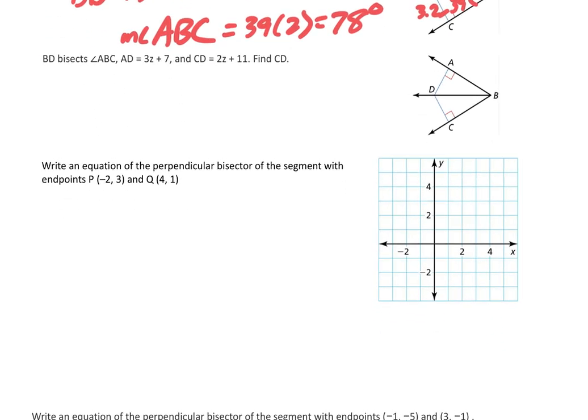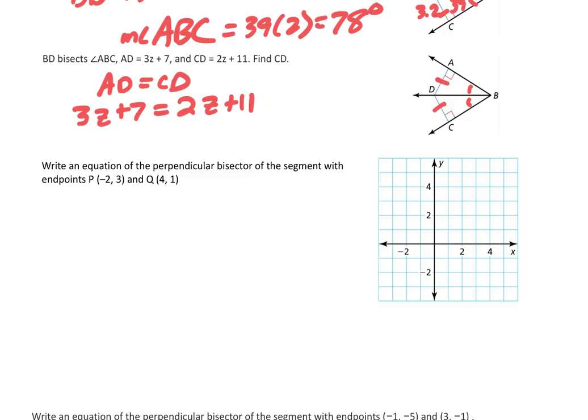Okay, BD bisects angle ABC. So I know those two pieces are congruent because it bisects it. I know these two are both 90-degree angles. So then what I know is that AD and CD are equal. AD is 3Z plus 7. CD is 2Z plus 11. So I'm just going to input that information in for AD and CD. I know that they're equal, and then we're just going to solve for Z.